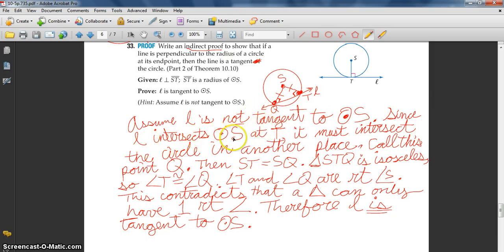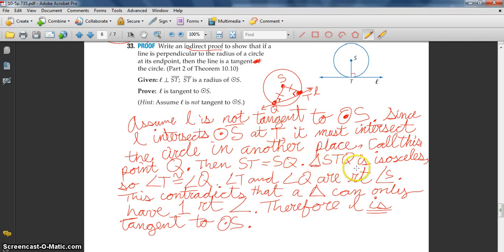Since L intersects circle S at T, it must intersect the circle in another place because it's not tangent. So if it's not tangent, it has to intersect somewhere other than T. We're going to call this point Q. Then ST has to be equal to SQ because S is the center, so the distance to the edge here is the same as the distance to the edge there because that's the radius.